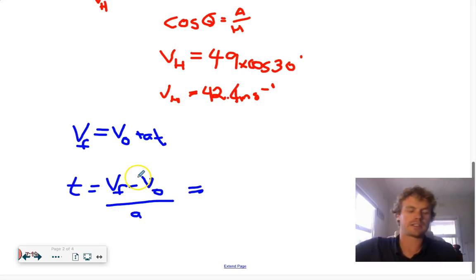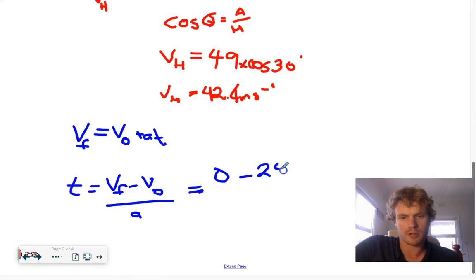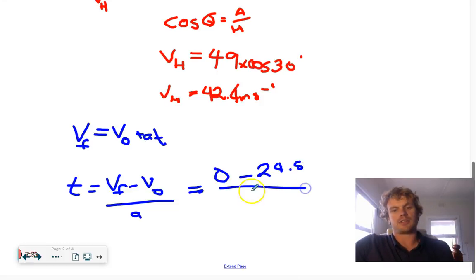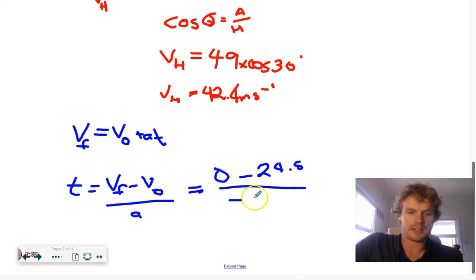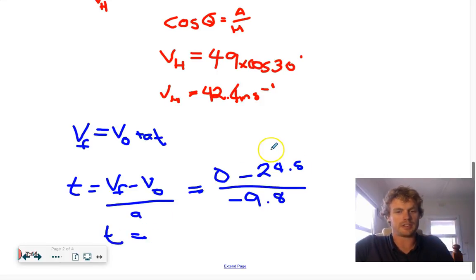Now we know that the final is 0, so I've got 0 take away my 24.5 that I calculated before. Divide that by the acceleration due to gravity. Because we've defined it in the negative direction, it's going to be negative 9.8. And therefore my time is going to be 24.5 divided by 9.8. This equals 2.5.